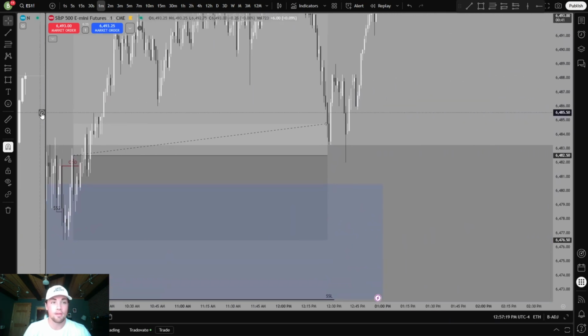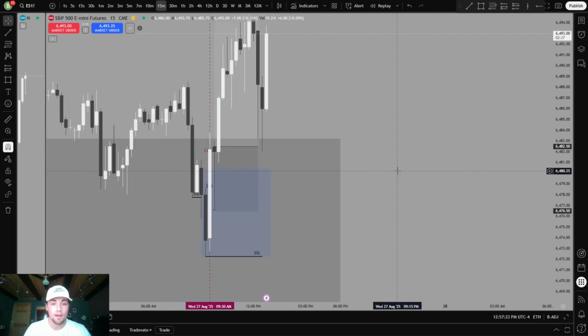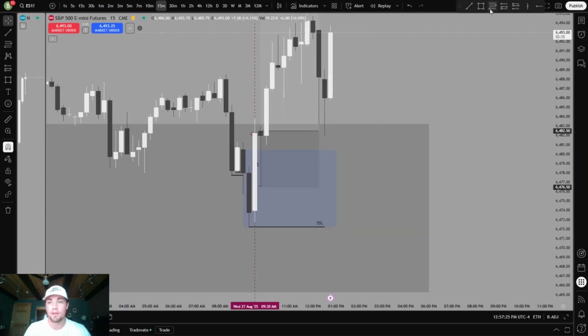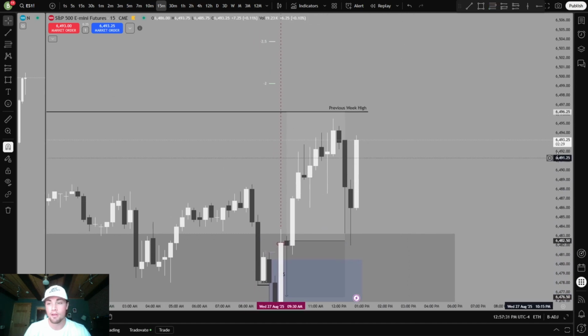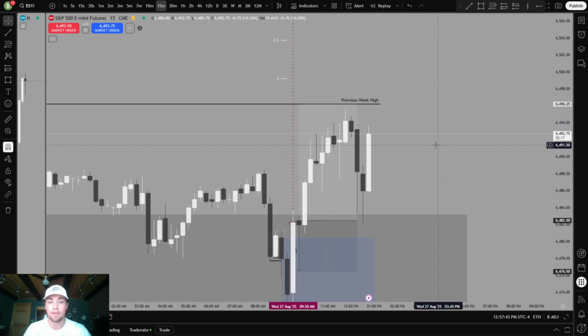This was because since I was trading based off the 15-minute, if we scale back out to the 15-minute, and we mark out standard deviation, the 2 to 2.5 range was projected above previous week high. So that's where I'd be expecting to target. So previous week high was a clean and easy target for me.